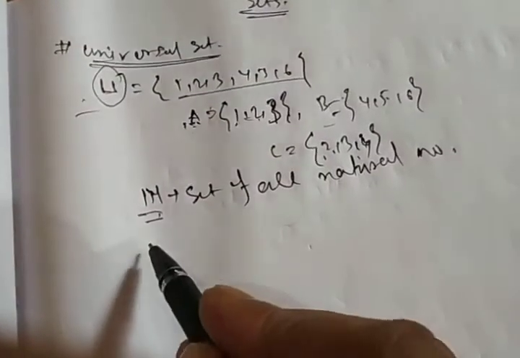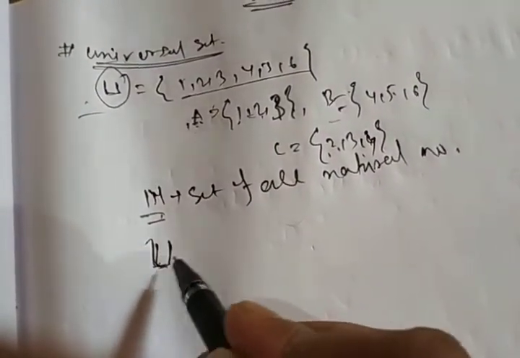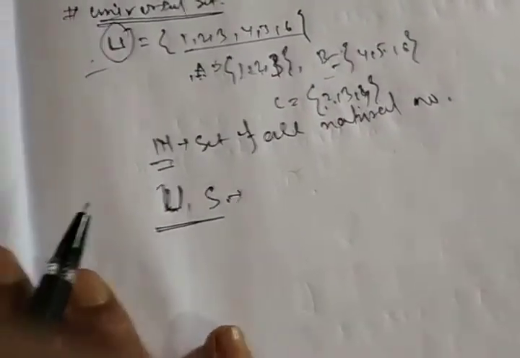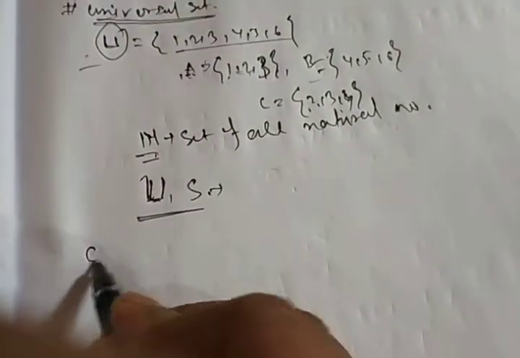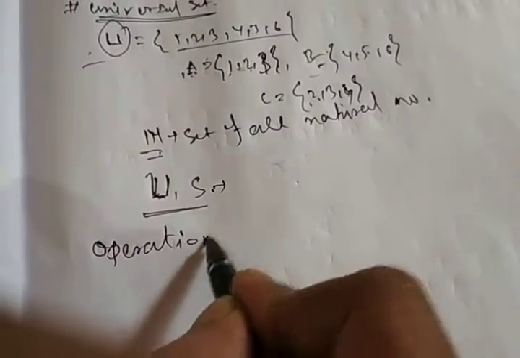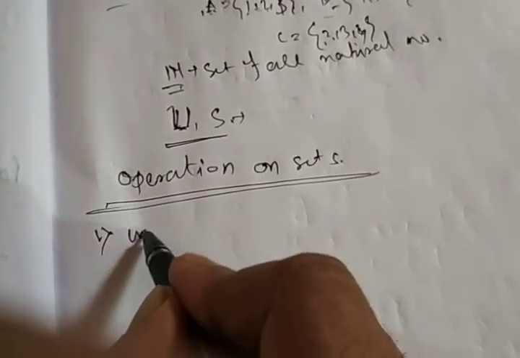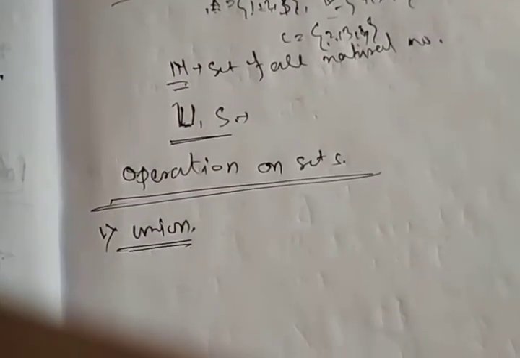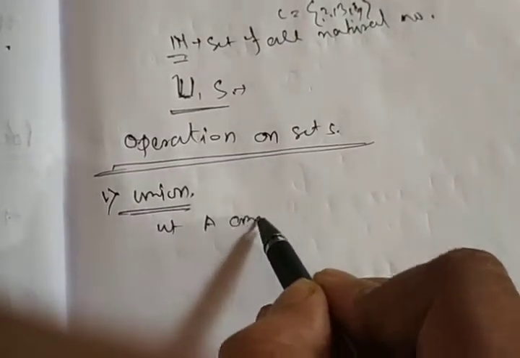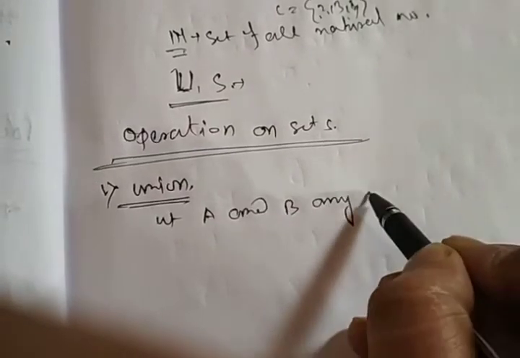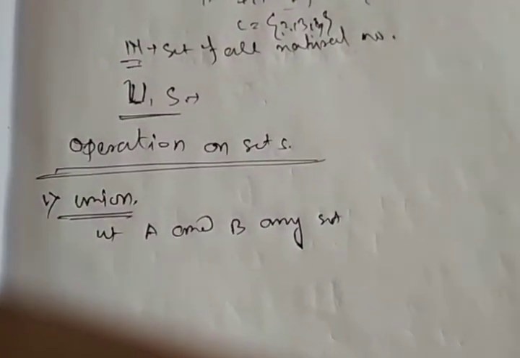Naturally we use capital U or capital S as the notation for the universal set. Now next we will get to operations on sets. The first operation is the union of two sets. Let A and B be any sets.